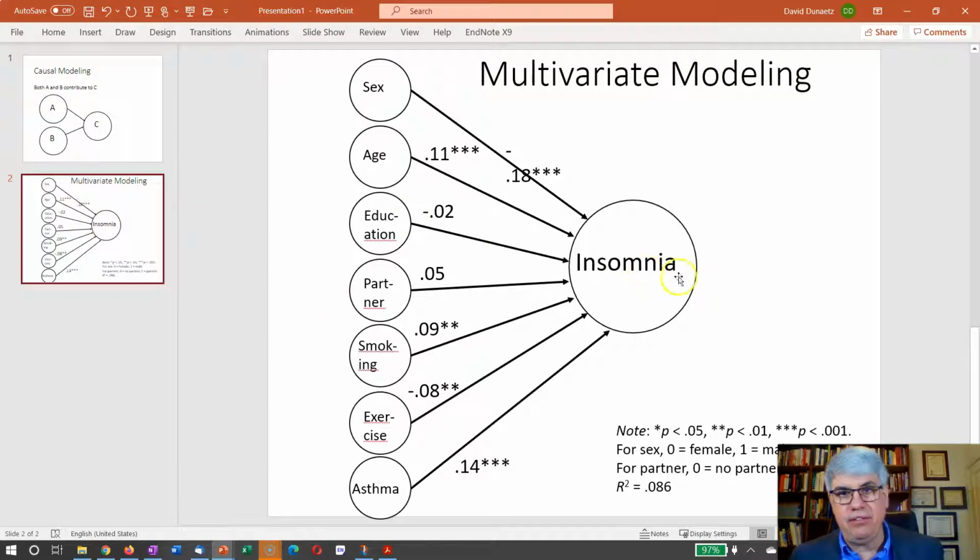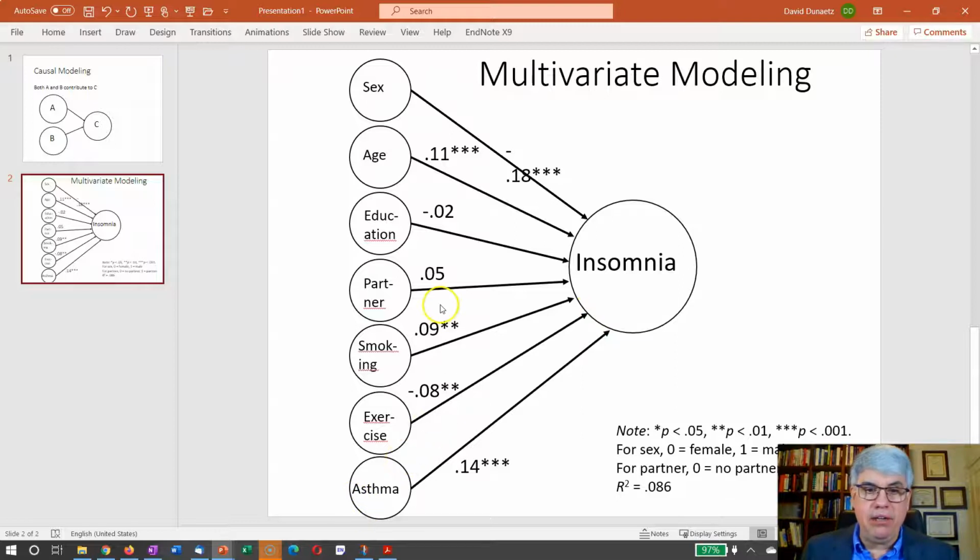This was based on data where we looked at the predictors of insomnia, and they wanted to find out, does asthma predict insomnia? And they controlled for all kinds of things. They controlled for sex, which was significant, and age, which was a significant predictor of insomnia. Education was not a significant predictor of insomnia. Whether one had a partner or not was not significant in this model. Whether one smoked was, and whether one exercised or not was. It was a negative predictor.